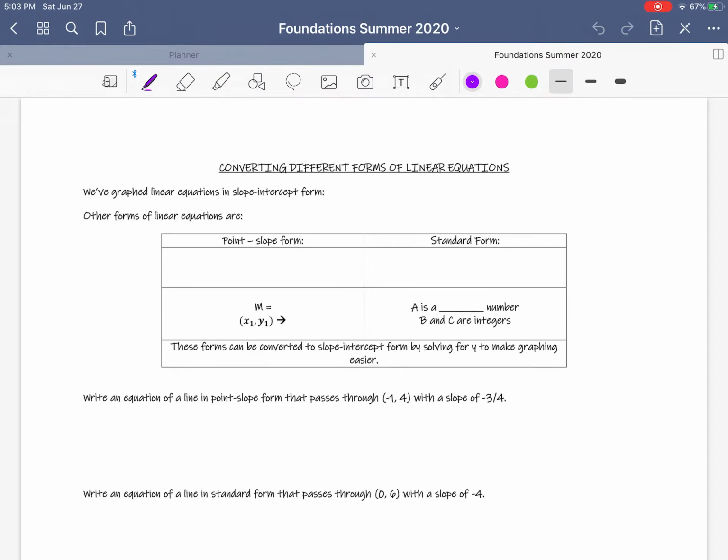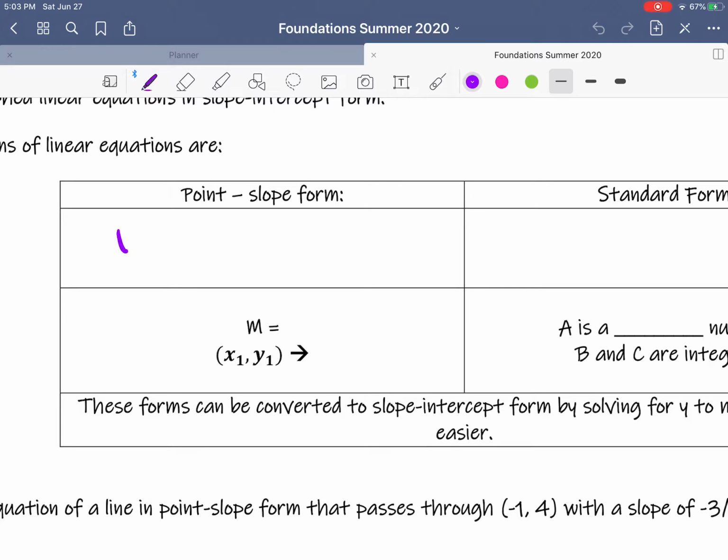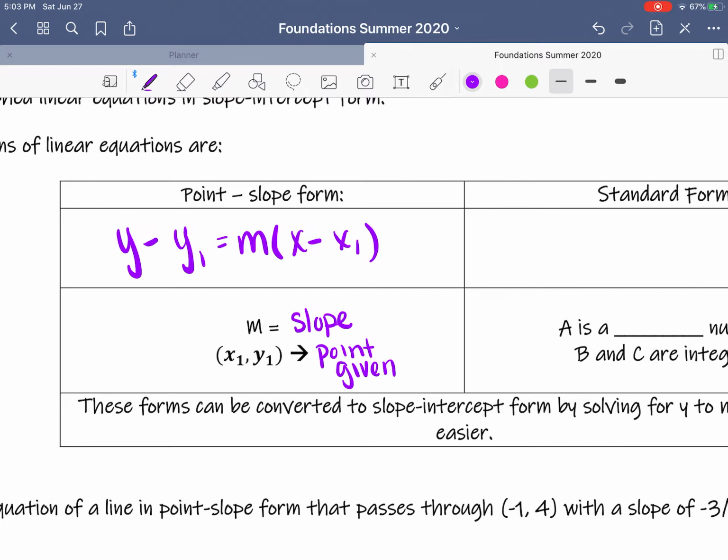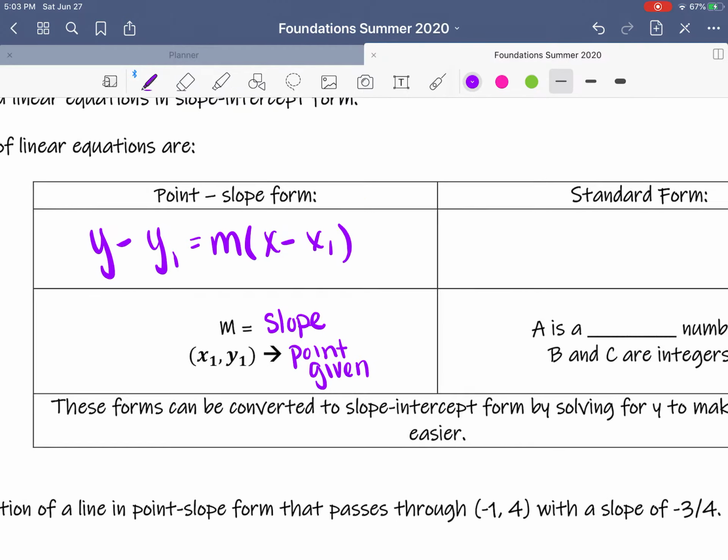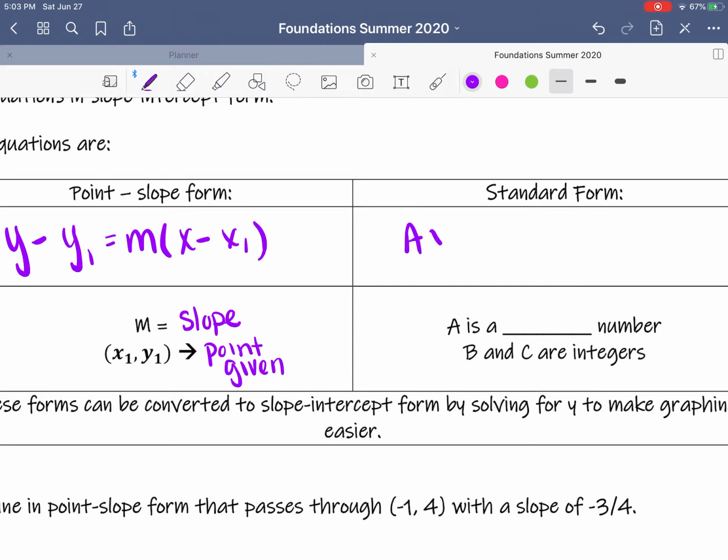We have point-slope form, which is y minus y1 equals m times x minus x1, where m is the slope and x1, y1 is the point given, thus the name point slope. And then standard form is ax plus by equals c. Basically in this form, x and y are on the same side.